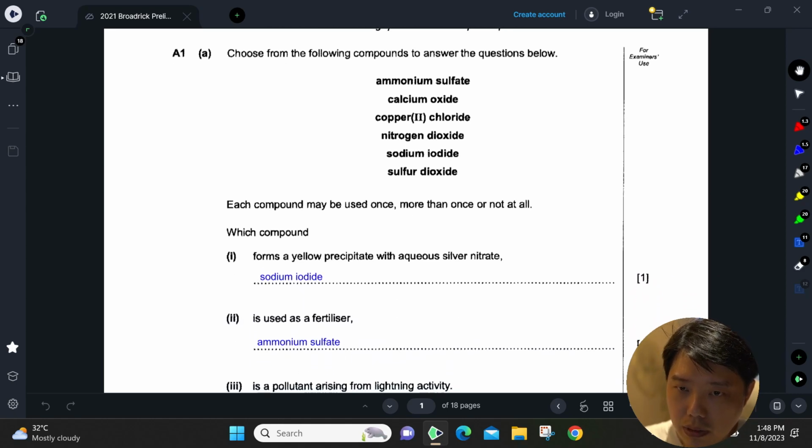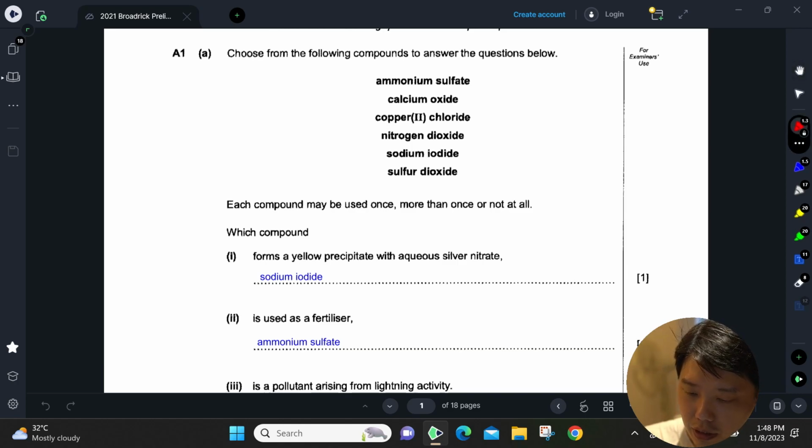Which compound may be used once? Each compound may be used once, more than once, or not at all. Okay, so number one, which compound forms a yellow precipitate with aqueous silver nitrate? So got to remember, silver nitrate, we only care about the silver. Nobody cares about the nitrate. What ion will cause Ag+ to form a yellow PPT?